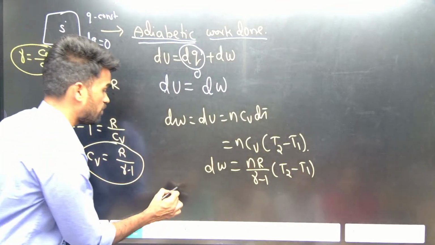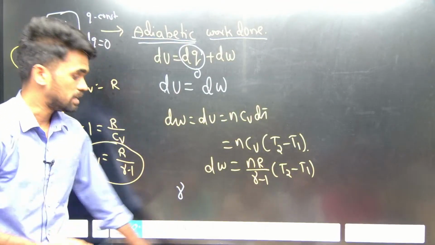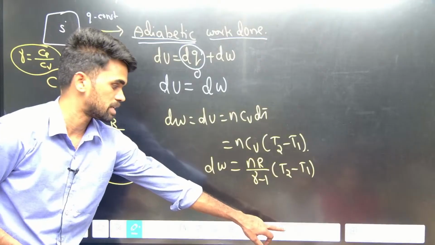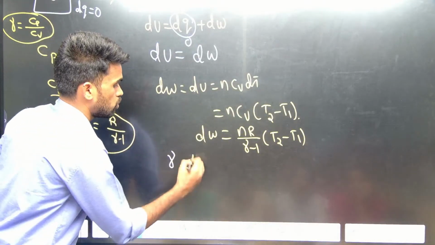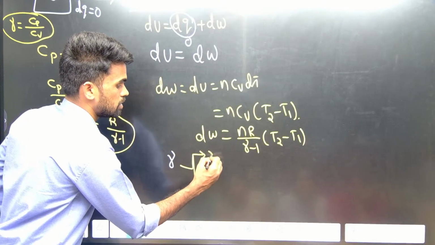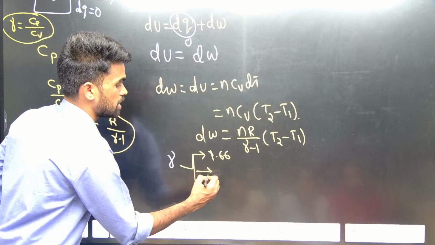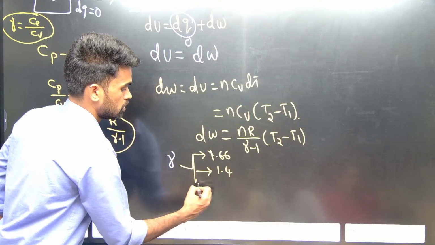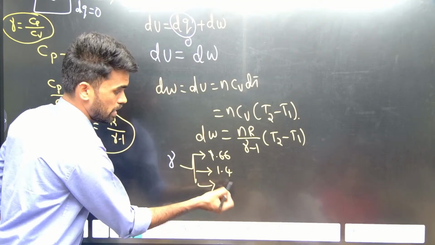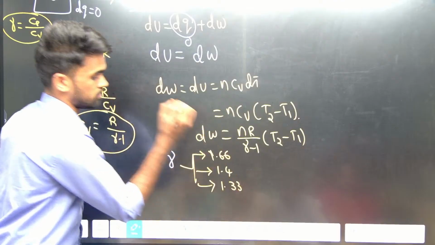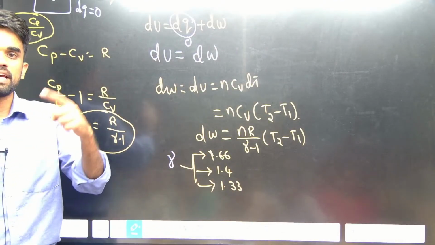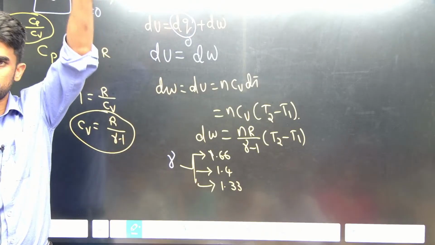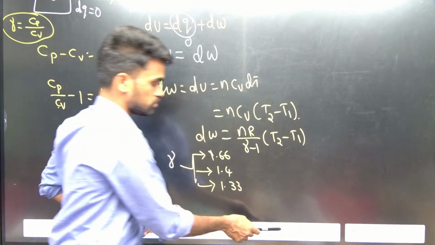Now, gamma values I told you for monoatomic, diatomic, polyatomic in the last class. Tell me what are those? For monoatomic gas 1.66. For diatomic gas 1.4. For polyatomic gas 1.33. Remember these values. You are going to use the same in kinetic theory of gases, KTG, in your physics. There you will be using them.